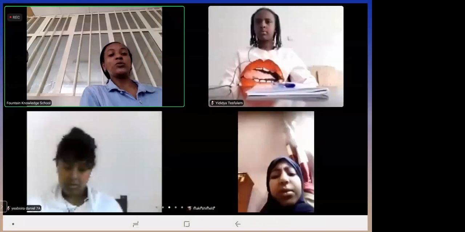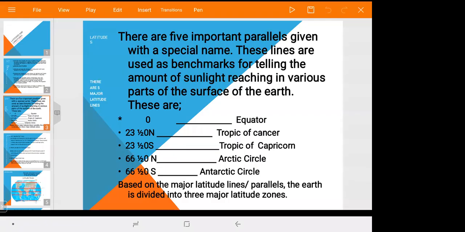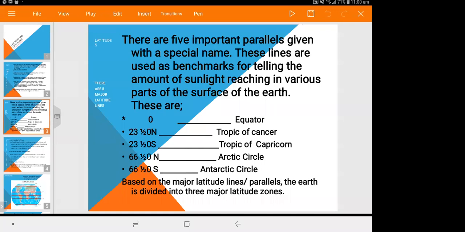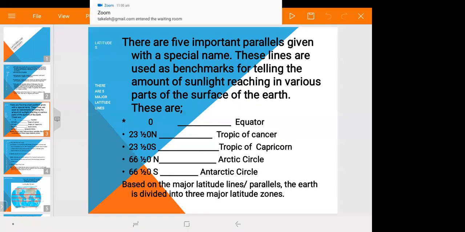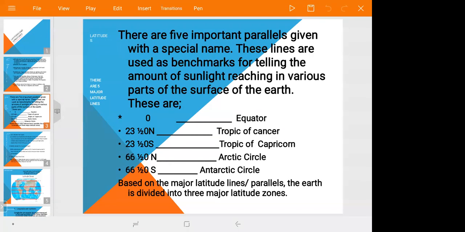So let's get back to our presentation. Since we said we have 180 and we do not draw all of them, we have these 5 major lines of latitude. They are given a special name. For example, the one at 0 degrees is named the equator. That's the midpoint that divides the world into northern and southern equal hemispheres.